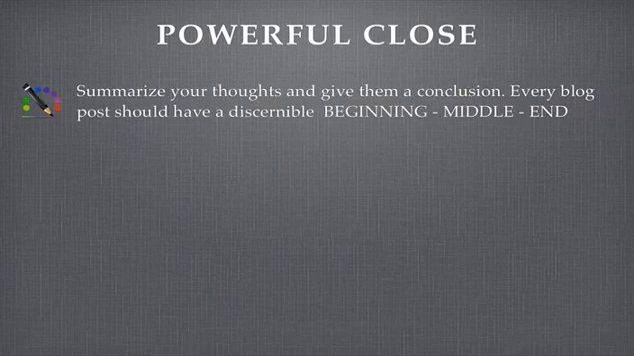Have a powerful close. The powerful close is done by summarizing your thoughts and giving them a conclusion, and having a discernible beginning, middle, and end. They need to know it's the end of the post. They need to know it's the beginning of the post because you're starting the story. The middle is where you're giving them the modular content, A, B, C, D. Step 1, step 2, step 3, and the end is the summary.